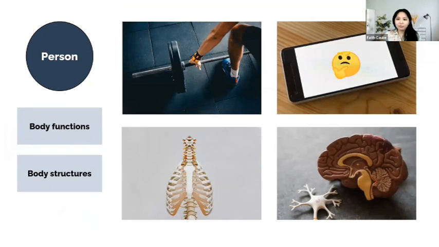And finally, we have body functions and structures. These are the physiological functions of your body systems. Examples of these that you might be familiar with would be your muscle strength, your coordination, your attention, and your memory. While body structures are the anatomical parts of your body that support these body functions. So for example, for you to be able to have muscle strength, you need to have muscles and bones and ligaments.